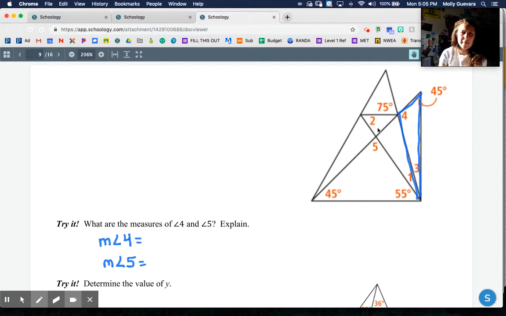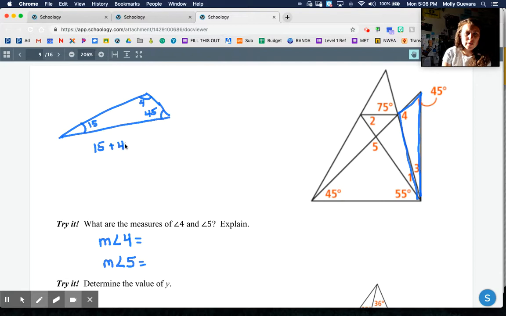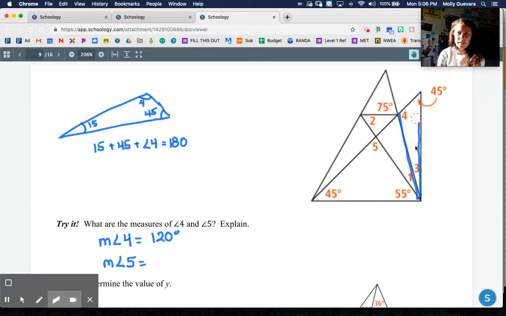And I already know what 3 is, right? So if I draw this again, just to make it a little bit easier to see, I know that 3 is 15 because I just found it, right? And this is angle 4. I don't know what that is. And then this one is 45. So it should be pretty quick to find the measure of angle 4, right? I just do 15 plus 45 plus angle 4 equals 180. And we should get that angle 4 is 120 degrees.